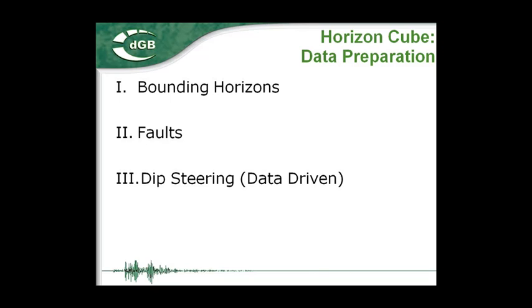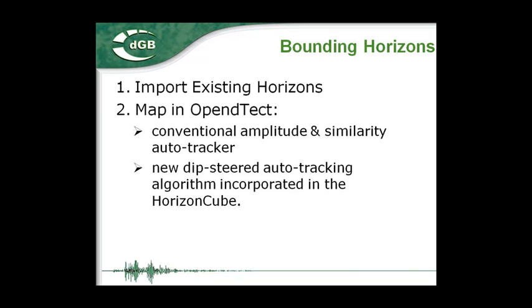Now when you create a HorizonCube, you need to think of a few things. First of all, you must have your bounding horizons. You need to have at least two horizons, but as I said before, you can use multiple horizons. So if you have 5 horizons, then you end up having a package in between each of those horizons. Additionally, you can incorporate faults. If you have faults in your data, or if you have fault blocks, you can create the horizons in between all those faults, so you have to incorporate those. And if you do want to use the data-driven method, then you incorporate your dip steering. And this is the example that we'll be seeing today.